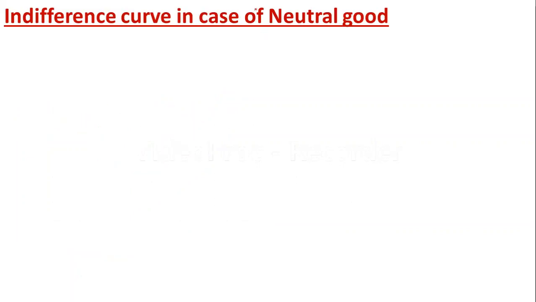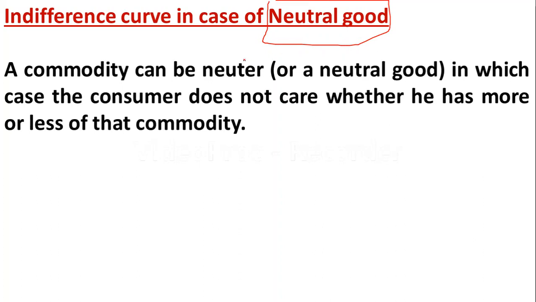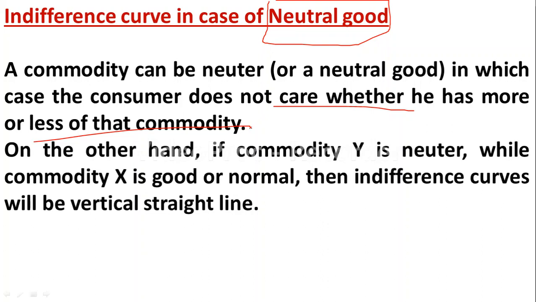Then indifference curve in case of a neutral good. A commodity can be neutral, in which case the consumer does not care whether he has more or less of that commodity. The consumer will not think whether he is having more or less. That commodity is known as the neutral commodity. So in this case, if a commodity Y is neutral and X is a good or normal good, then the indifference curve will be a vertical straight line.